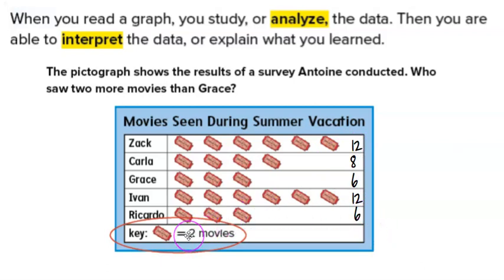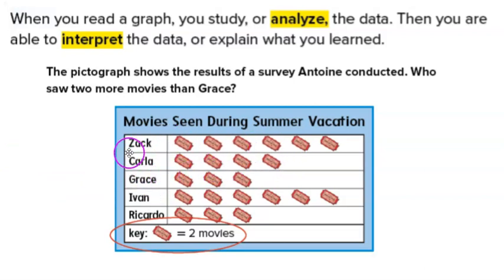So if each movie ticket represents 2 movies, and I have 2, 4, 6, 8, 10, 12, Zach saw 12 movies. Carla saw 8. Grace saw 6. Ivan saw 12. And Ricardo saw 6. So then the question is, who saw 2 more movies than Grace? If Grace saw 6 movies, 2 more than 6 is 8. So who saw 8 movies? The answer would be Carla.